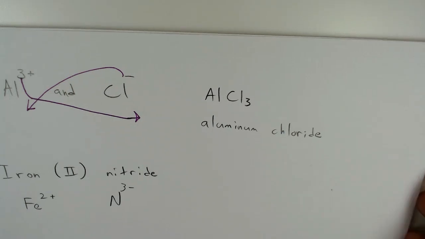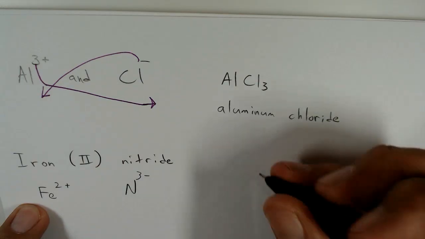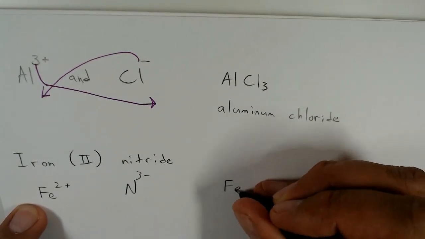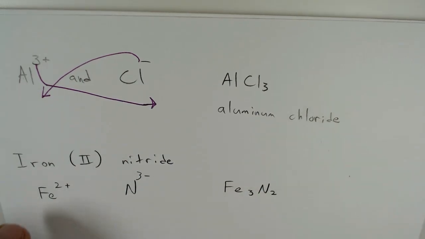All right, so after you have this, we can then use the cross method to figure out what the formula should be. So it looks like it's going to be Fe3. The 3 is coming from the nitrogen. So Fe3 and then N2. All right.